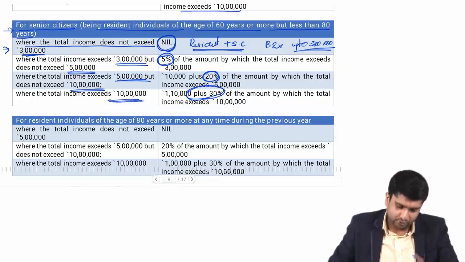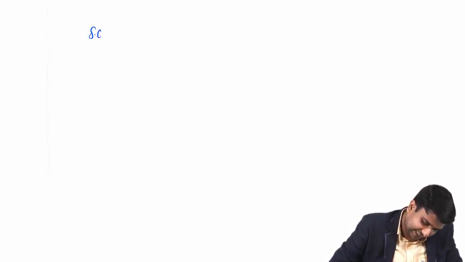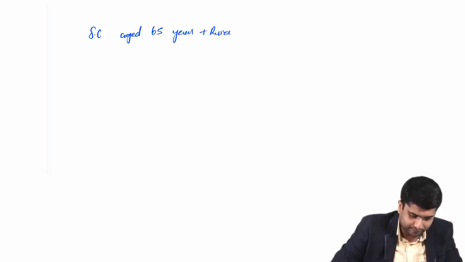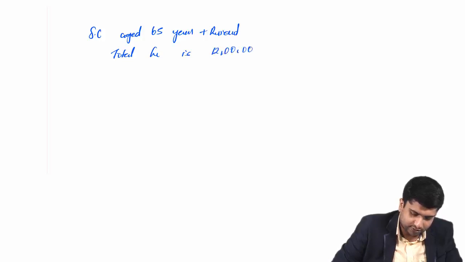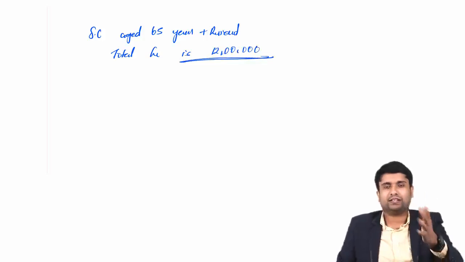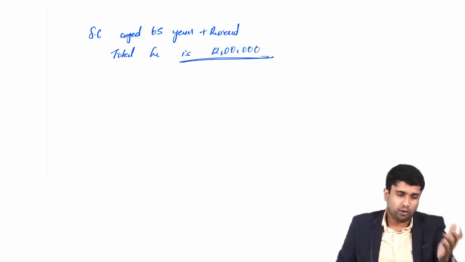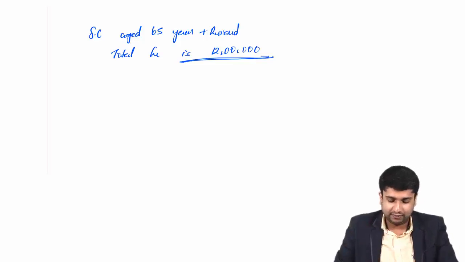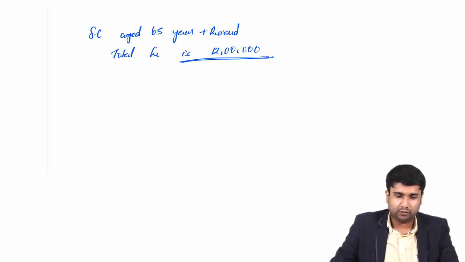Again, I will give you one example to understand this particular concept. Say, for example, I'm a senior citizen aged 65 years and I'm a resident in India. And my total income is 12 lakhs. Compute my basic tax payable. Pause the video, try to compute the basic tax payable, and once you get the answer, compare it with the answer done by me. Anyways, we will compute it together.